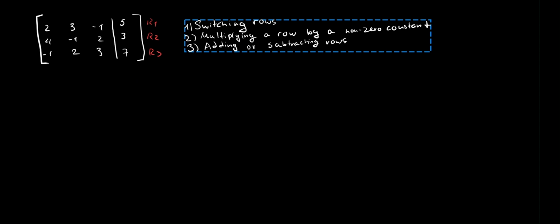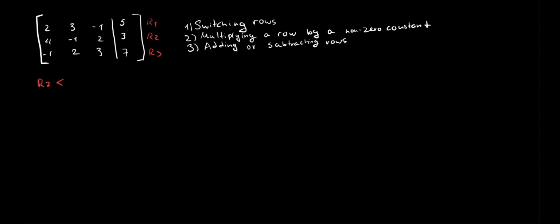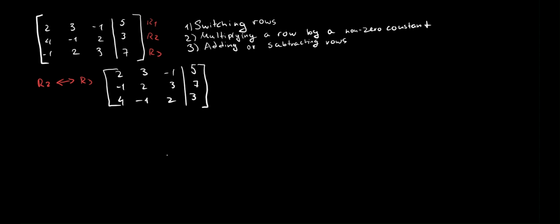Okay, so let's just switch row 2 and row 3. So we're gonna write it as R2, we'll be switching with R3, and we are gonna get... so this is what we get when we're switching rows.